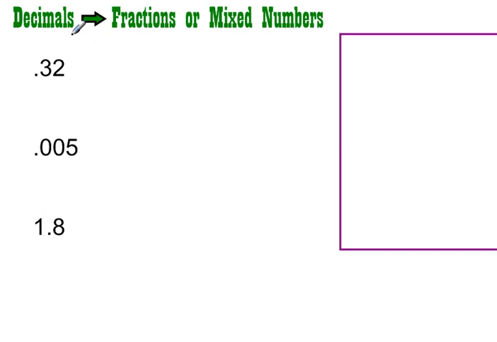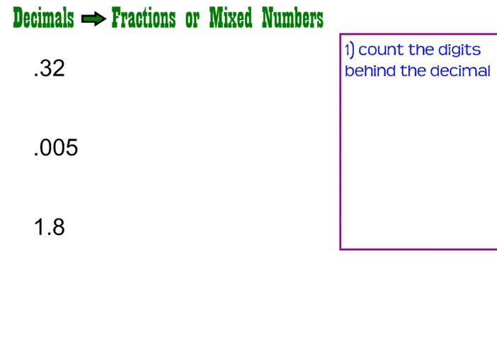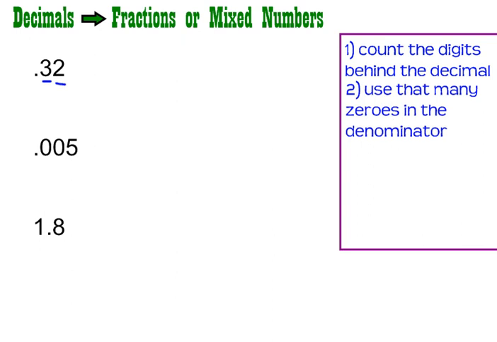Now we're going to go the other way, changing decimals into fractions or mixed numbers. Here's how we're going to do this. We're going to count the digits behind the decimal. 1, 2. 2 digits behind the decimal. That's how many zeros I will need in my denominator. I know I'm trying to make a fraction, so there's my fraction bar. And I've just figured out that I need 2 zeros in my denominator. So my denominator will be 100.